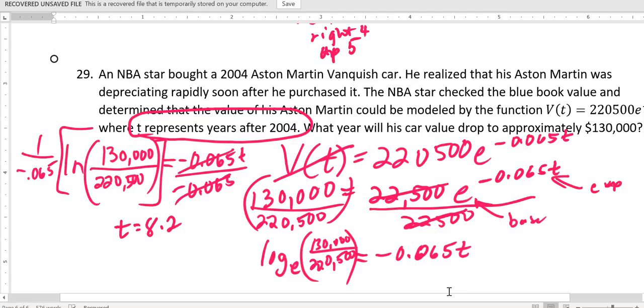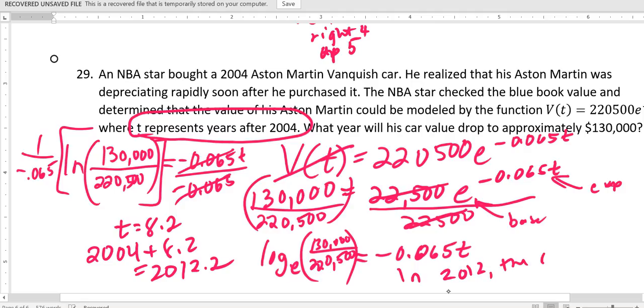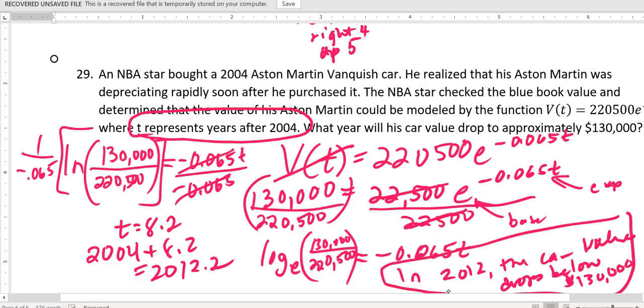Okay, but years we know come as wholes. So if it's going to be 2004 plus 8.2, that's 2012.2. So that means it's somewhere in the year 2012, maybe like in the spring of 2012. So in 2012, the car value drops below $130,000. So that's our last problem on our final exam practice.